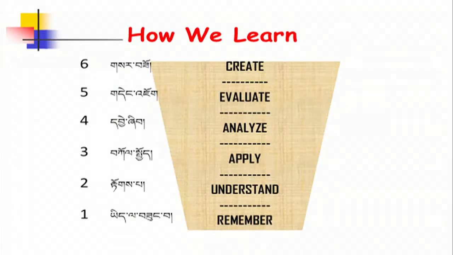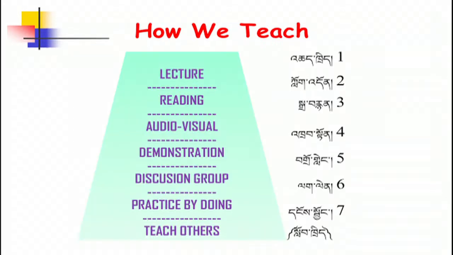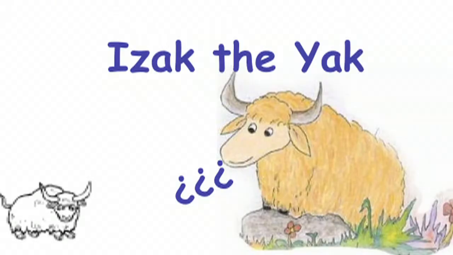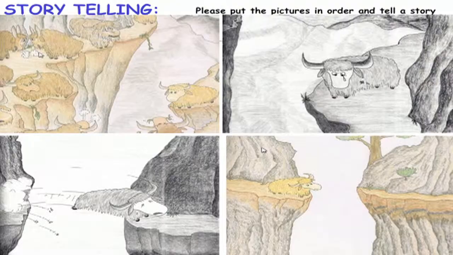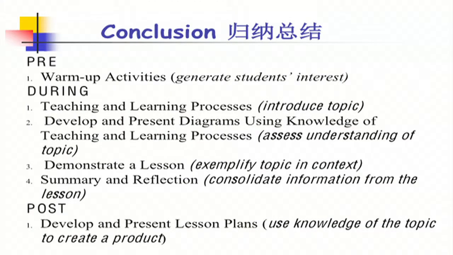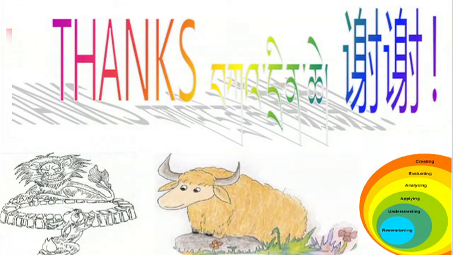At this point, students had reached the level of analyzing, meaning they could identify aspects of the teaching and learning process within an example lesson. The final activity was about developing and presenting a lesson plan. It allowed students to use their knowledge of the topic to create a product. As you saw from the student presentations, each student was able to plan a lesson based on the learning process, reaching the point of creative thinking.